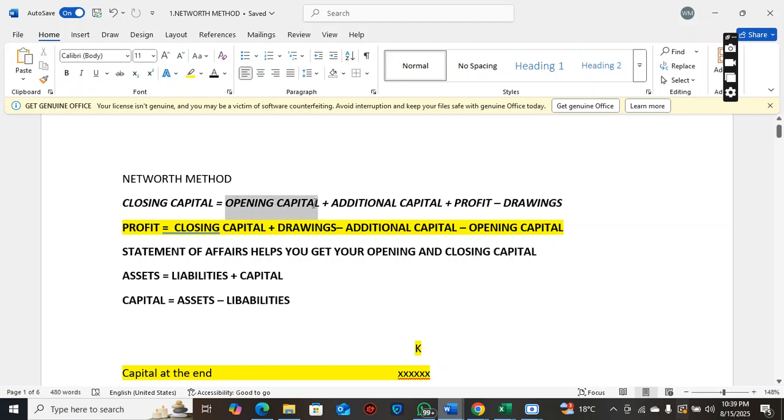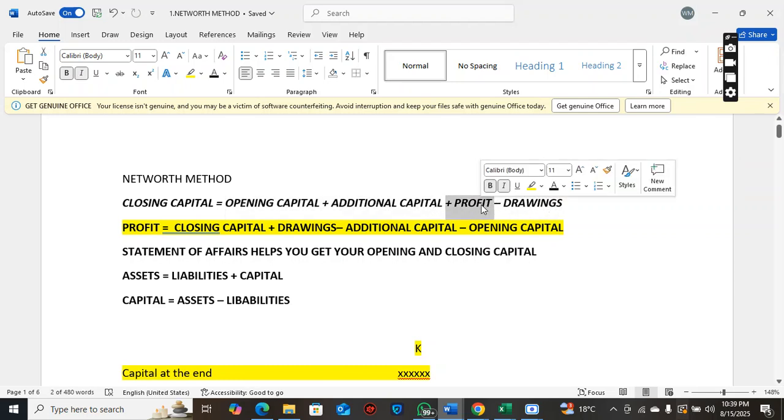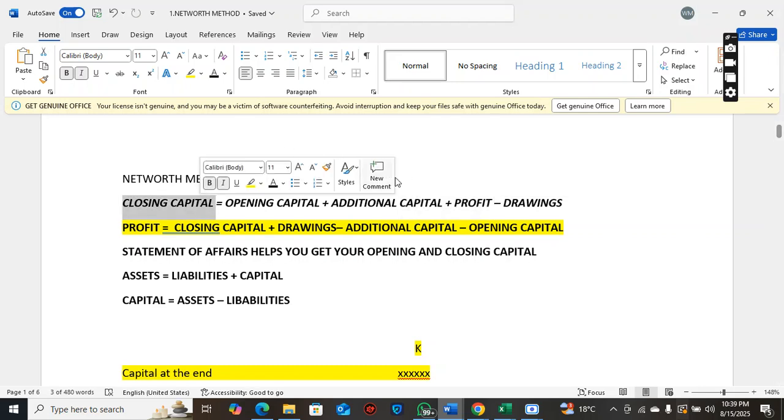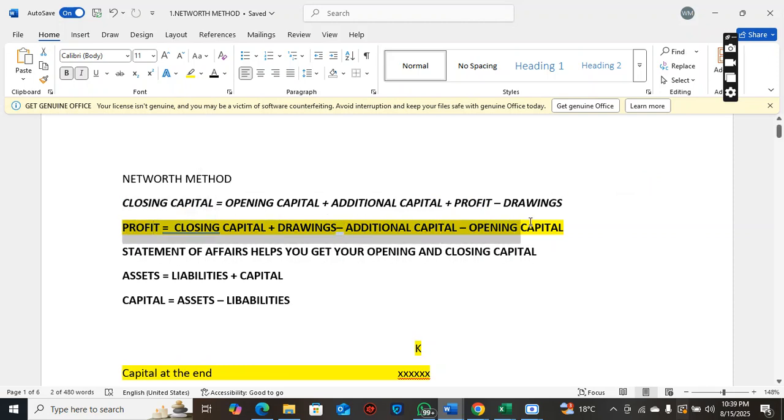I may have made all of these cross the equal sign so that profit remains by itself here. If you want to do that, the other way you can do it is you take profit over the equal sign and bring closing capital over the equal sign, but your profit will be negative, and then you need to make it positive by multiplying it by negative. But eventually your formula will still come back to this.